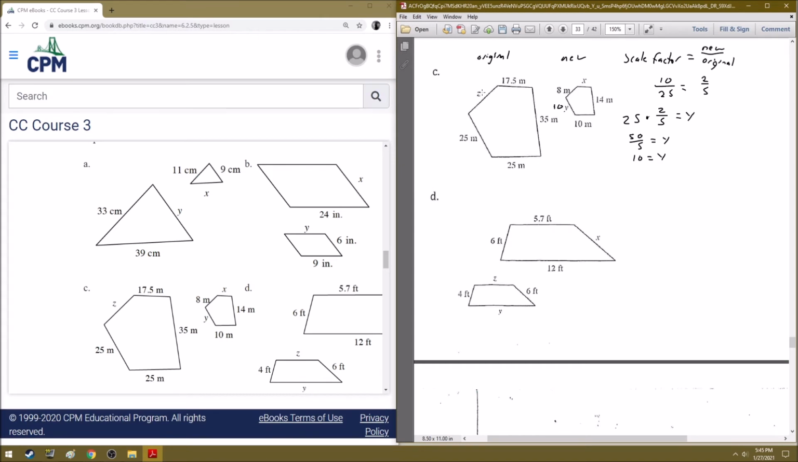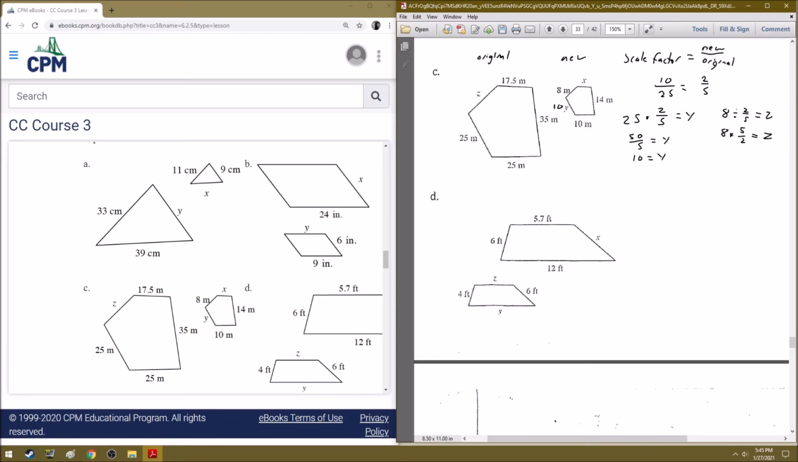Alright, next side to find is z right here. So we know it is 8 on the new shape, so we can divide by the scale factor to find it on the original. So let's start with 8, and we want to divide that by 2 over 5. That will equal z. But when we divide by a fraction, we can flip it and multiply by it. So that will be the same thing as 8 multiplied by 5 over 2. And that will equal z. Make sure you don't think that you've just written a 2 there.